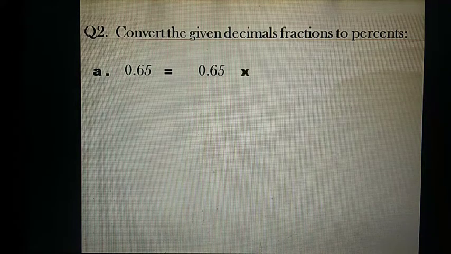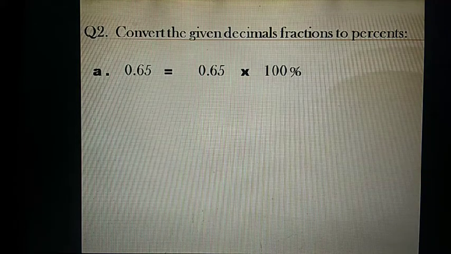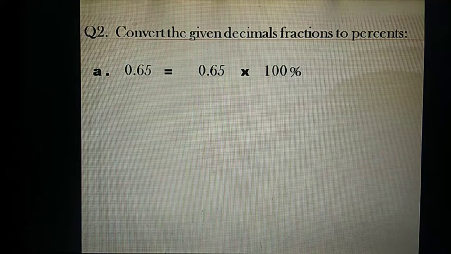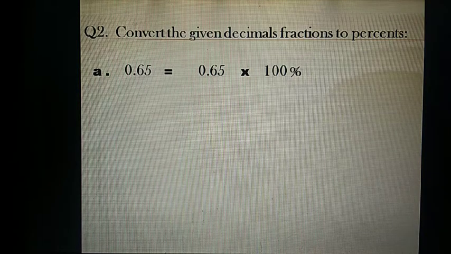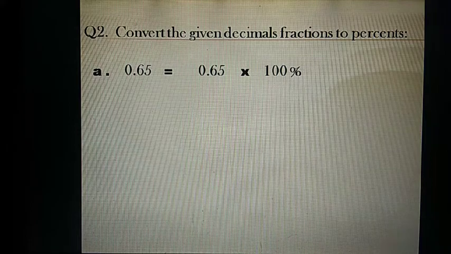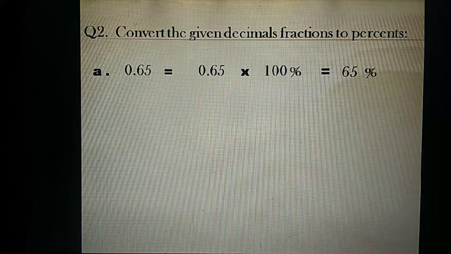0.65. Multiply it by 100%. Multiplying a decimal number by a multiple of 10, we are supposed to shift the decimal point towards the right as many places as there are zeros. Here there are 2 zeros, so we will shift this decimal point 2 places right. And finally, you will get the answer as 65%.